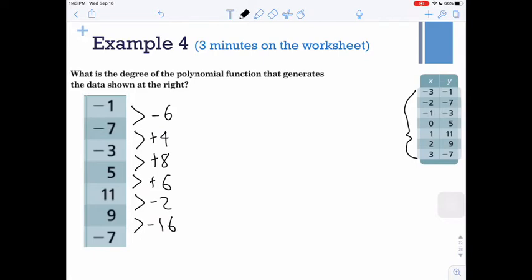Now, when we say the differences are constant, that means all of these numbers would match, which they don't. So the first differences are not constant. If the first differences are not constant, we move on to the second differences.